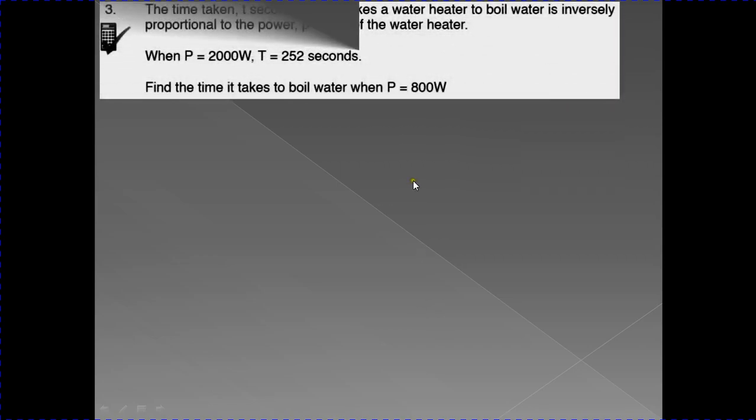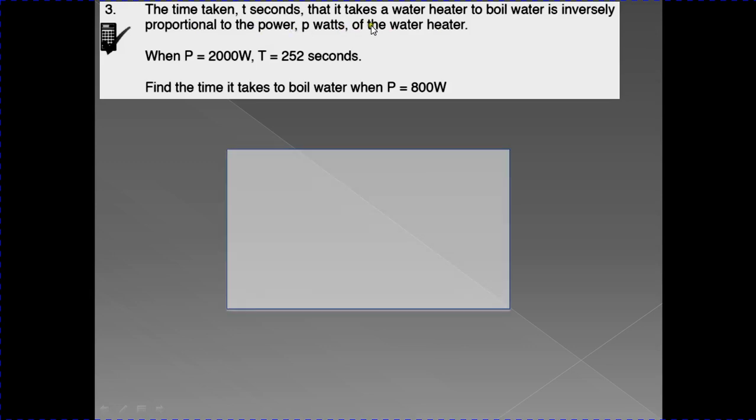The next question, the time taken t seconds that it takes a water heater to boil water is inversely proportional to the power P watt of the water heater. When P equals 2000 watt and t equals 252 seconds, find the time it takes to boil water when P equals 800 watt. Let's see how to solve.